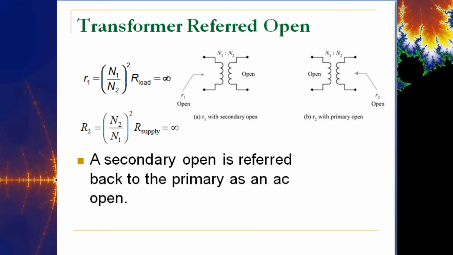So just as an easy illustration, if we leave the secondary open, if we don't have a load attached here, then we have the turns ratio times the load. The load is essentially an infinite resistance, which means you're going to have an infinite resistance on the primary, okay? So a secondary open is referred back to the primary, or reflected back to the primary, as an AC open.